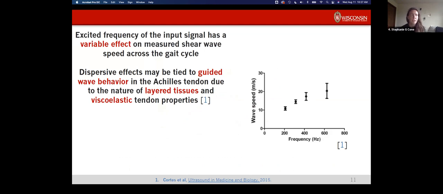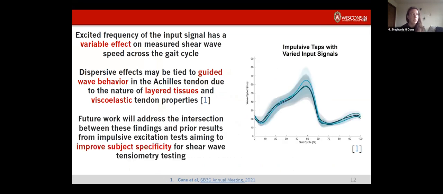The dispersive effects that we're seeing may be tied to some guided wave behavior in the Achilles tendon itself. And we suspect, based on prior literature, as well as some of our imaging studies, that this is due to layered tissues and viscoelastic properties. And future work, we're going to look at the intersection between this and our impulsive excitation testing.